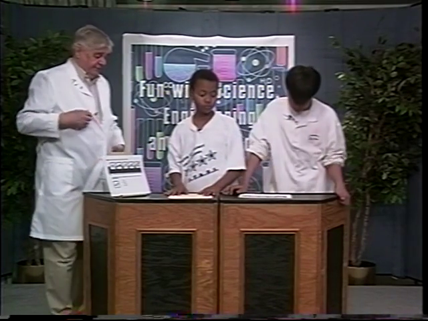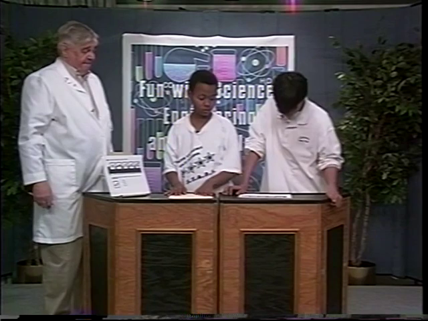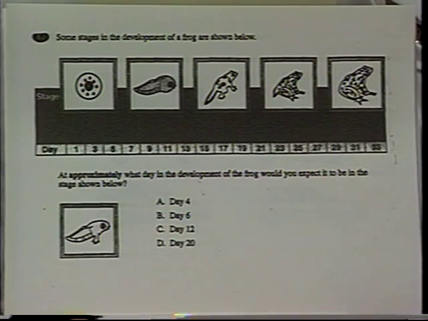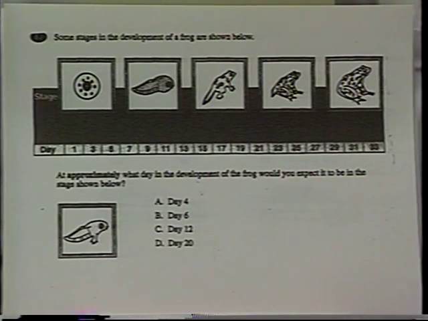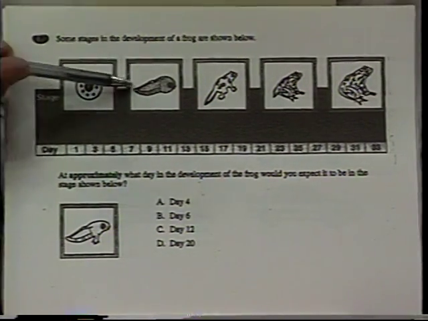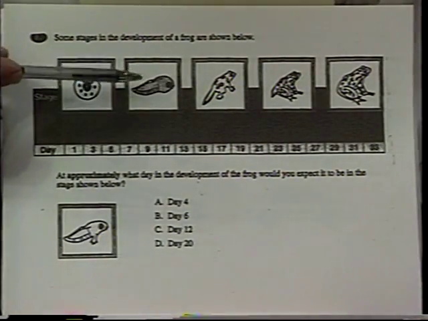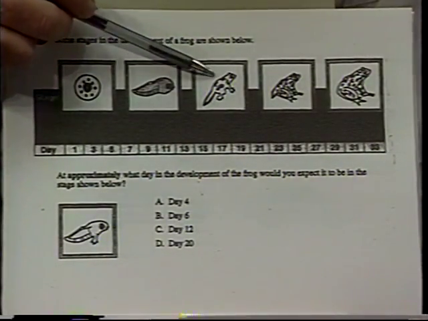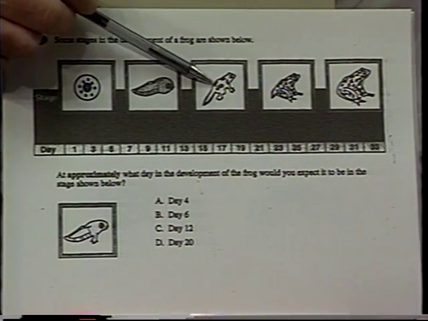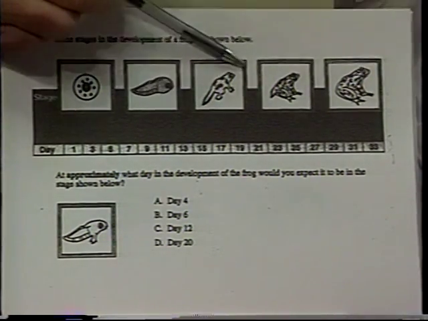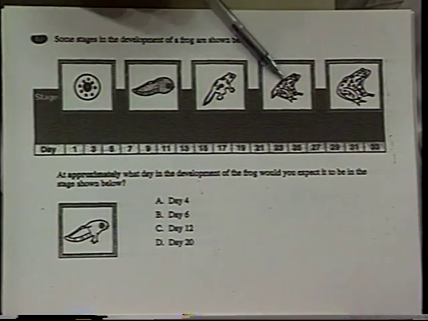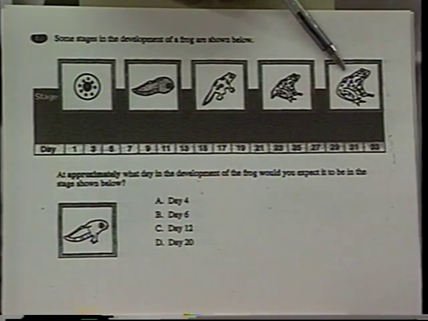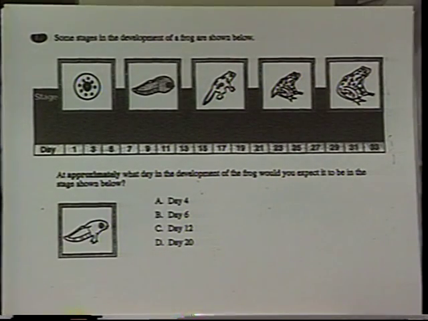Bernard, this one's yours. I know you like frogs. Some stages in the development of frogs are shown below. At approximately what day in the development of the frog would you expect it to be in the stage shown below? Okay, so we have different stages of development of the frog. Over here we have an egg, then a tadpole, and then a little froglet. It's developed some legs, these 4 legs. He's got part of a tail. Then the legs get further developed, and he gets more spots. The tail gets shorter, and finally over here we have a full-grown frog.